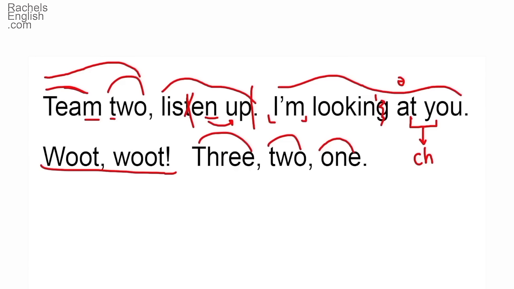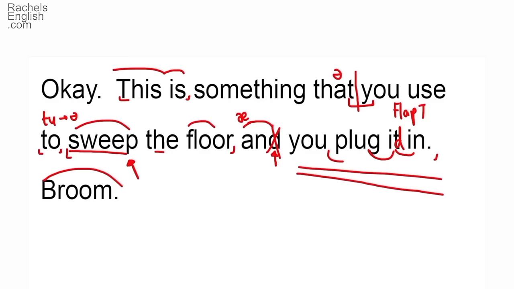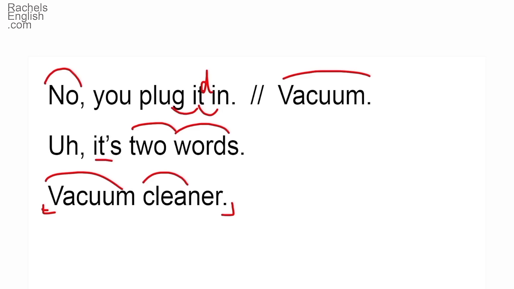Vacuum cleaner. Team two, listen up. I'm looking at you. Three, two, one. Okay, this is something that you use to sweep the floor and you plug it in. Broom. No, you vacuum. It's two words.